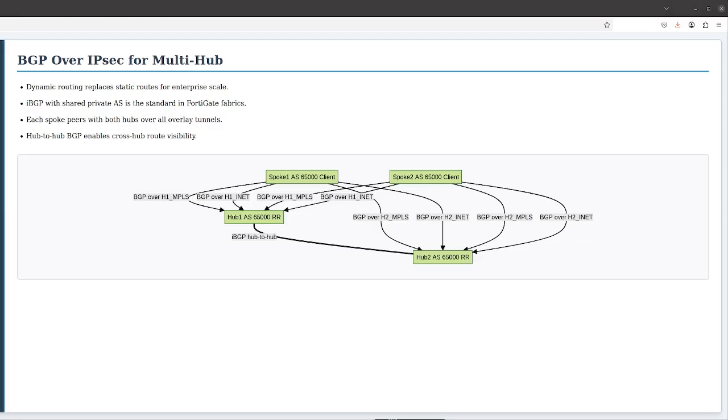BGP over IPsec for multi-hub SD-WAN. Welcome back to part 2 of the FortiGate SD-WAN multi-hub series. If you have not watched part 1, please go back and review it, because this part builds directly on the IPsec, zone, and SLA configuration we established there.